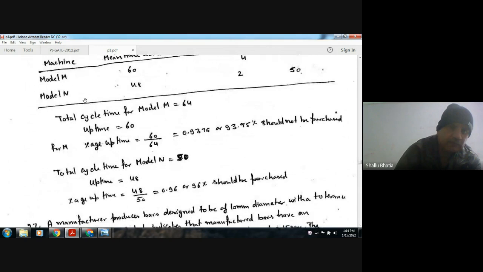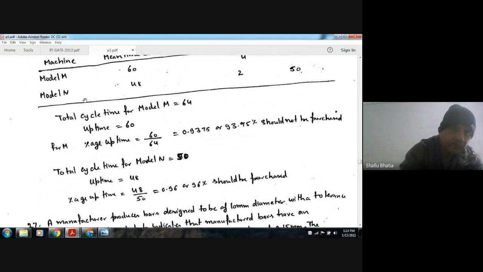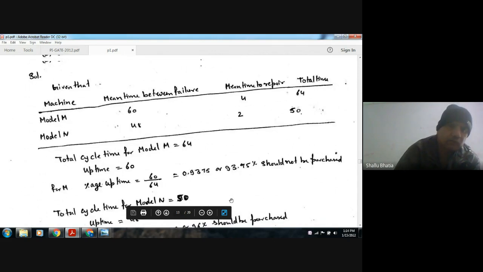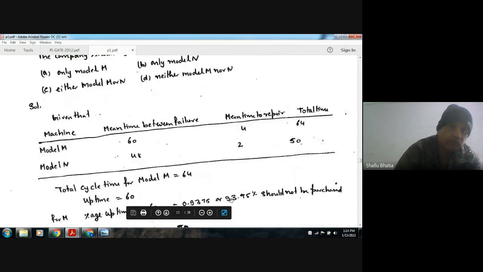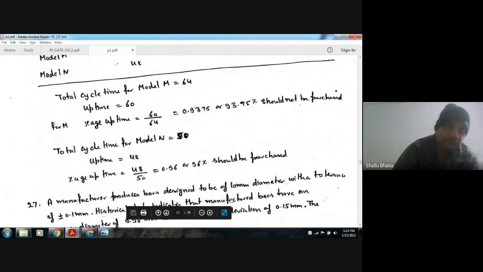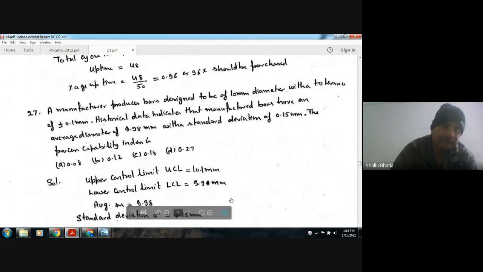If you take the second, the total time is 50 and uptime is 48. So percentage uptime is 96 for this machine to be purchased. So only the N model should be purchased.